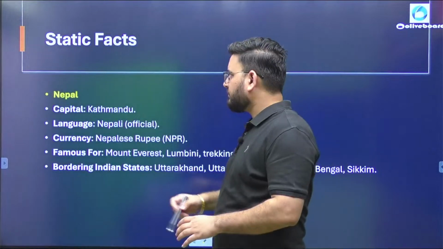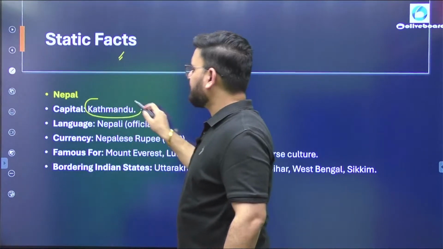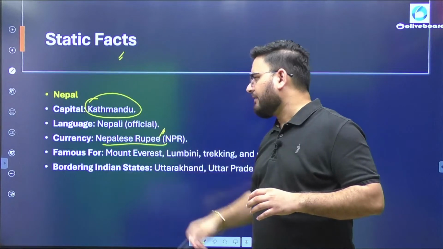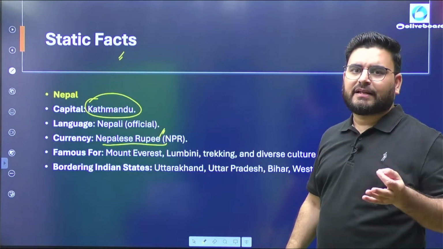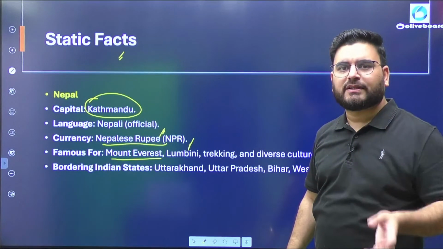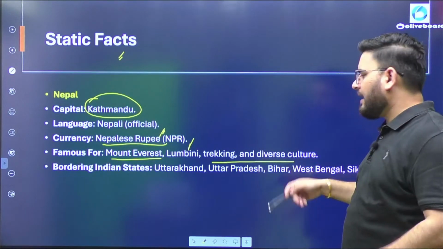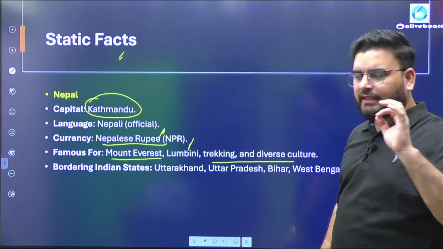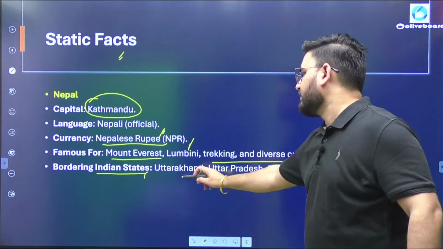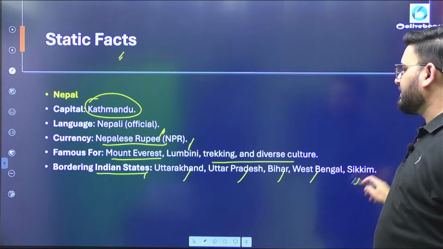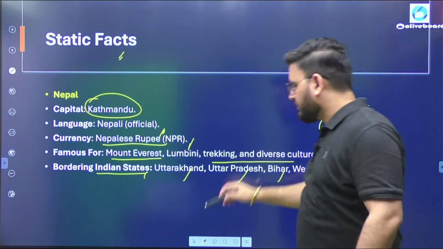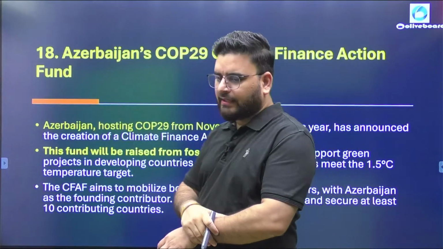Moving on, the static fact: the capital of Nepal is Kathmandu. The currency is the Nepali rupee, and the language is Nepali. What is Nepal famous for? It is famous for Mount Everest and Lumbini. Lumbini is the birthplace of Gautam Buddha, right? And for its diverse culture. And a very important thing: which Indian states border Nepal? It is Uttarakhand, Uttar Pradesh, Bihar, West Bengal and Sikkim. These 5 states border Nepal. You have to remember this. Clear?